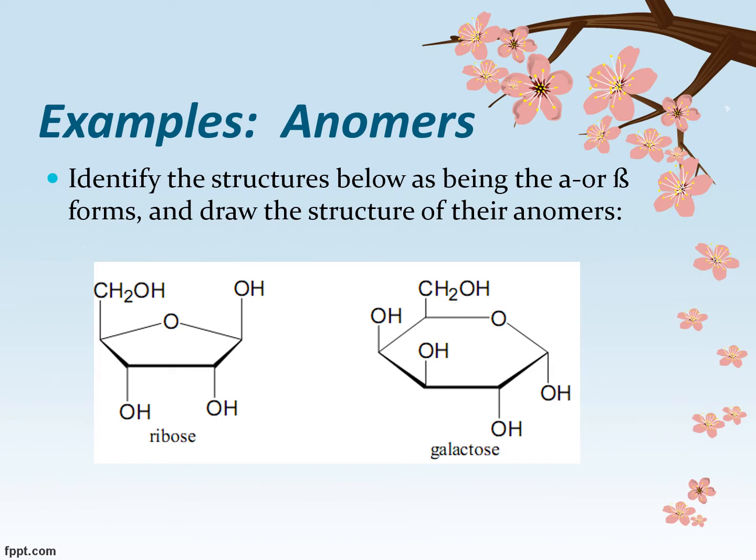So look at these two structures here. We have ribose and also galactose. Which one is the alpha form and which one is the beta form? You should be able to identify which one is alpha now and which one is beta. Look at the position of the OH. And you can draw their anomers, either the D type or the L type.